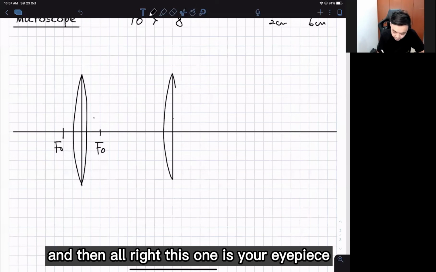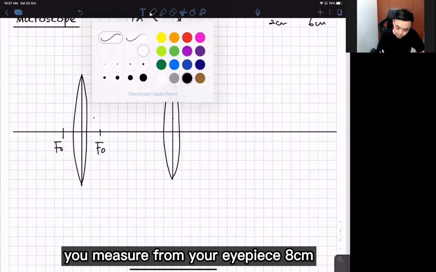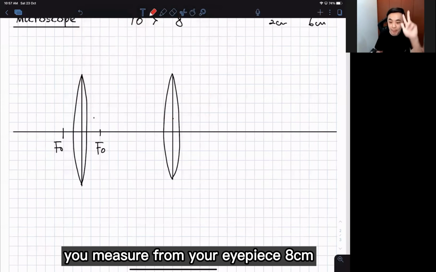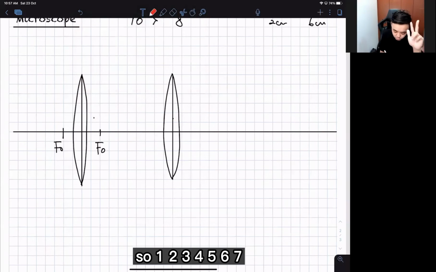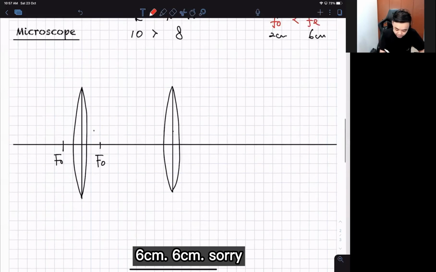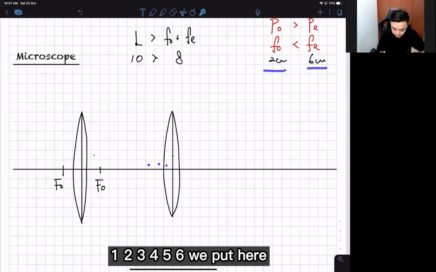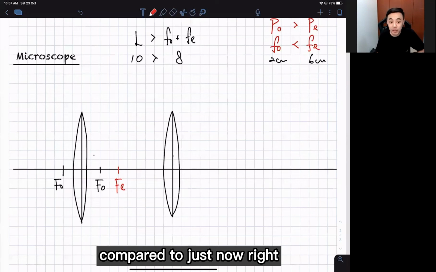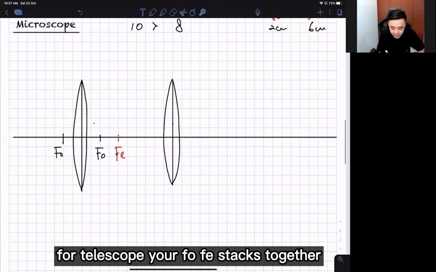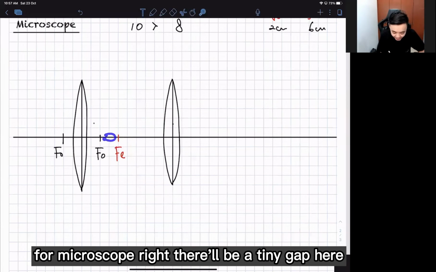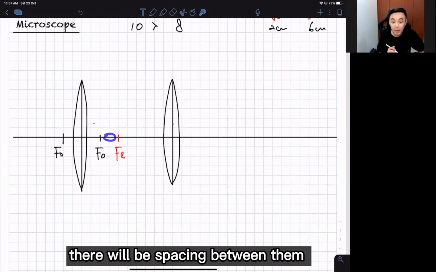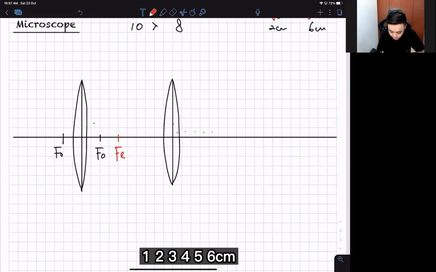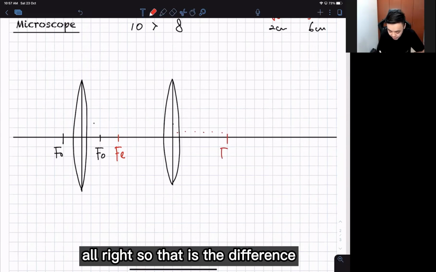And now this one is your eyepiece. How do we do that? Simple. You measure from your eyepiece 6 cm. 1, 2, 3, 4, 5, 6. You put it here. So you can see the difference compared to just now, right? For a telescope, your FO and FE stack together. For a microscope, there will be a tiny gap here. Yes, there will be a spacing between them already. But yeah, that's the whole point. 1, 2, 3, 4, 5, 6 cm, and then you put it here. So that is the difference.